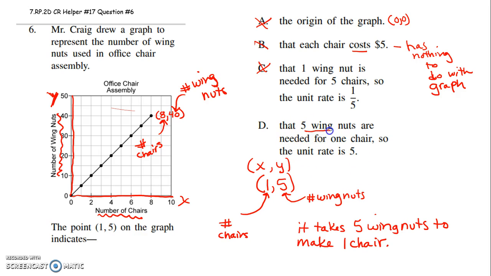Okay, this one. It takes 5 wing nuts for 1 chair. And that then gives us a unit rate. The unit rate is 5. The unit rate is always y over x. 5 over 1. The unit rate is 5. You remember that from last year, hopefully. Hope that helps.